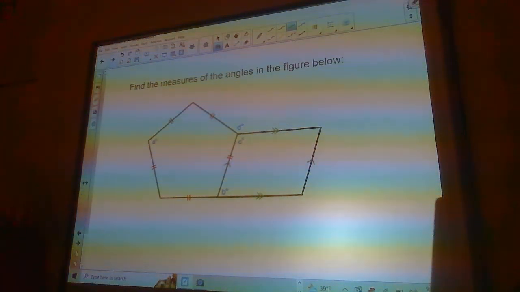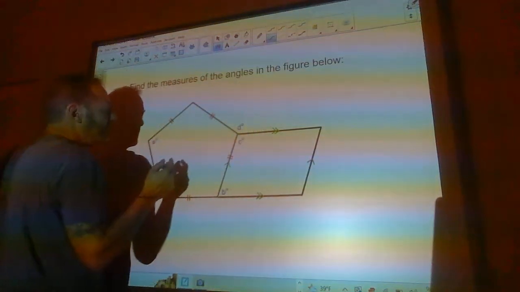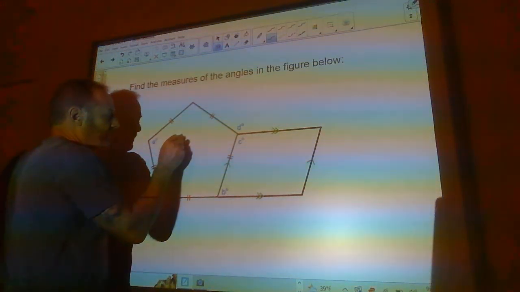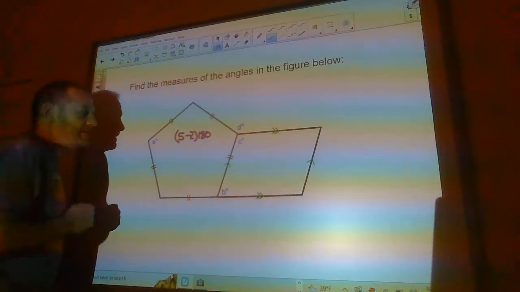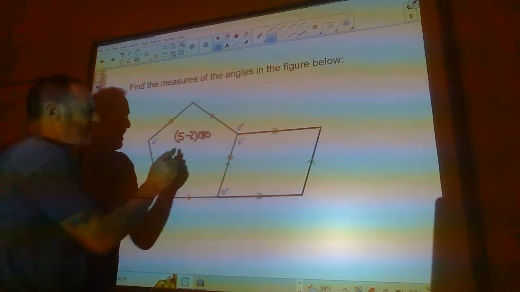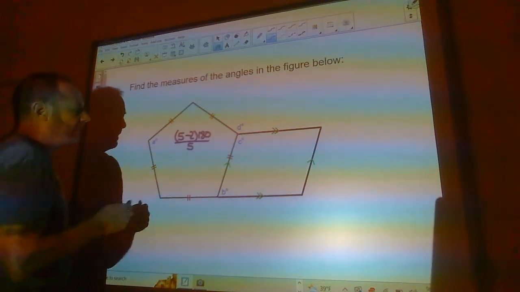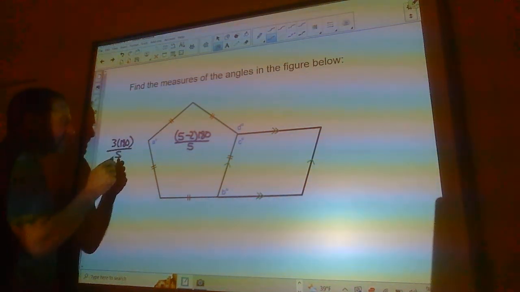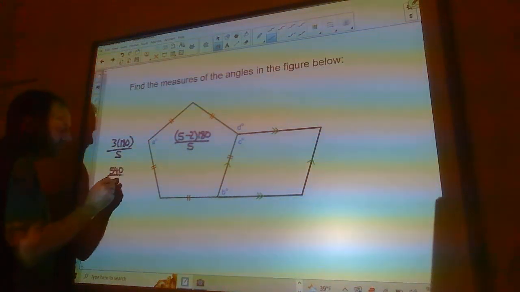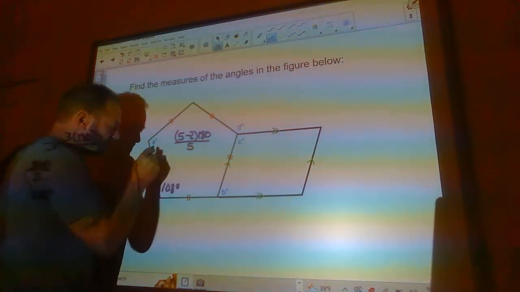Okay. And so what I'm going to do is figure out how many degrees there are in this polygon right here. So there's 5 sides. 5 minus 2 times 180 tells me how many degrees there are inside the pentagon. And then I'm going to divide that by 5, and that's going to be each one of these interior angles. So this would be 3 times 180 over 5, which is 540, divided by 5, which is 108. So each one of these angles is 108 degrees.